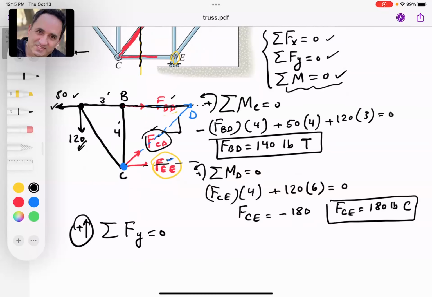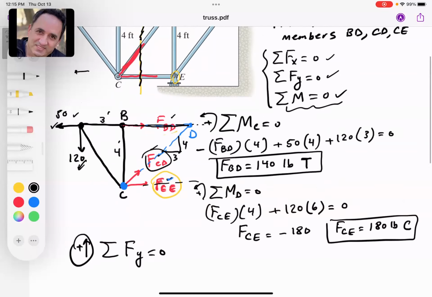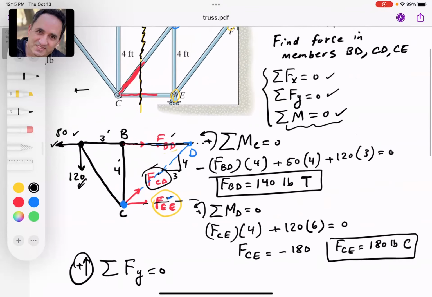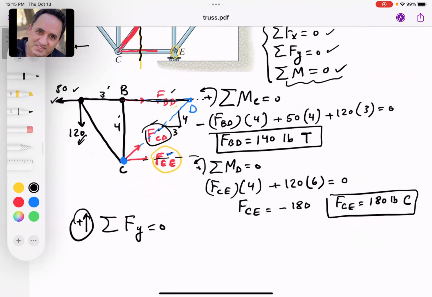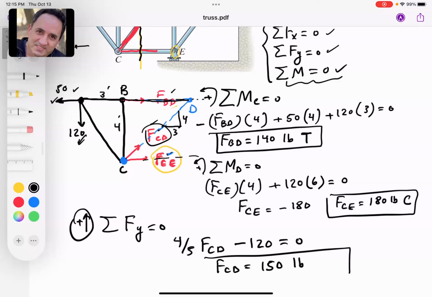Notice that the slope of this guy is 4/3, right? Based on the dimensions that we have. So the Y component of FCD is 4/5 of FCD, going positive, or I think it's positive. And then 120 going down. So FCD happens to be a positive number, which is equal to 150. 150, and notice that because we got a positive answer, this guy is in tension.